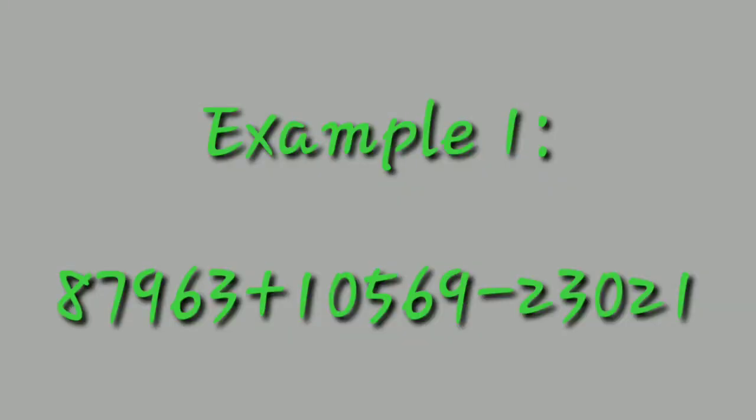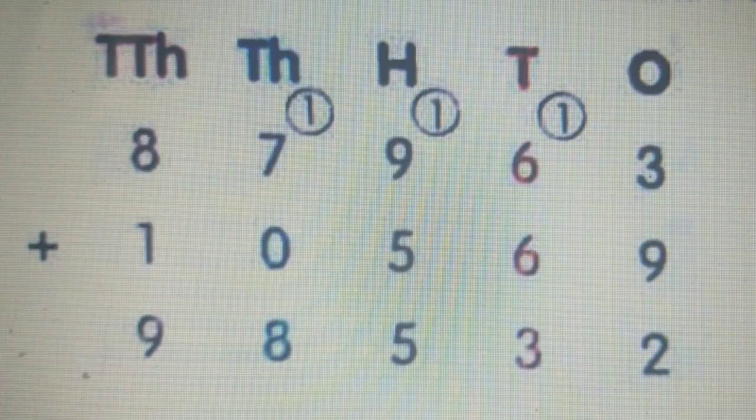Let us understand this with the help of an example. Here I have taken the number as 87,963 and I have to add it to 10,569, and at last I have to carry out subtraction of 23,021. So if we follow the steps, we first carry out the addition, that is, add 87,963 with 10,569 stepwise. So let's add.